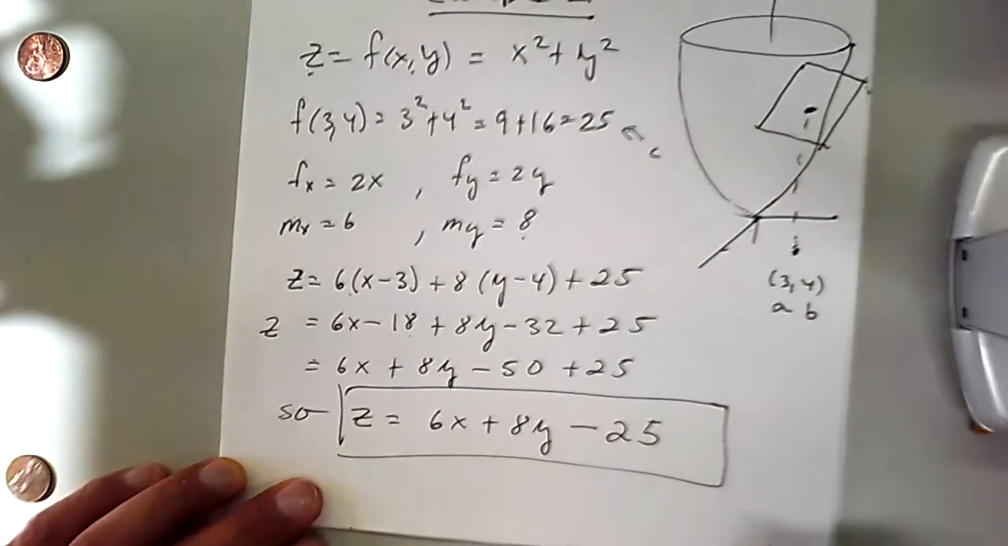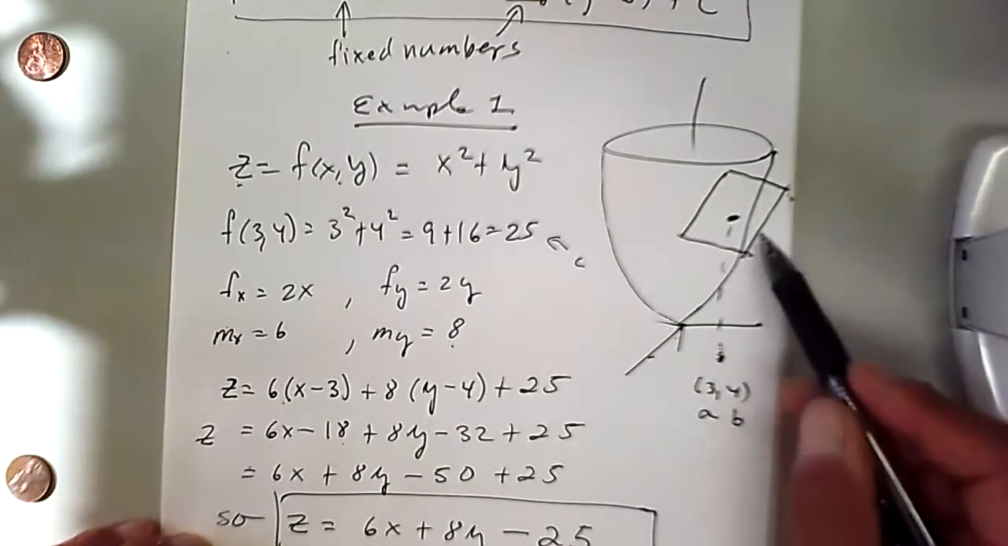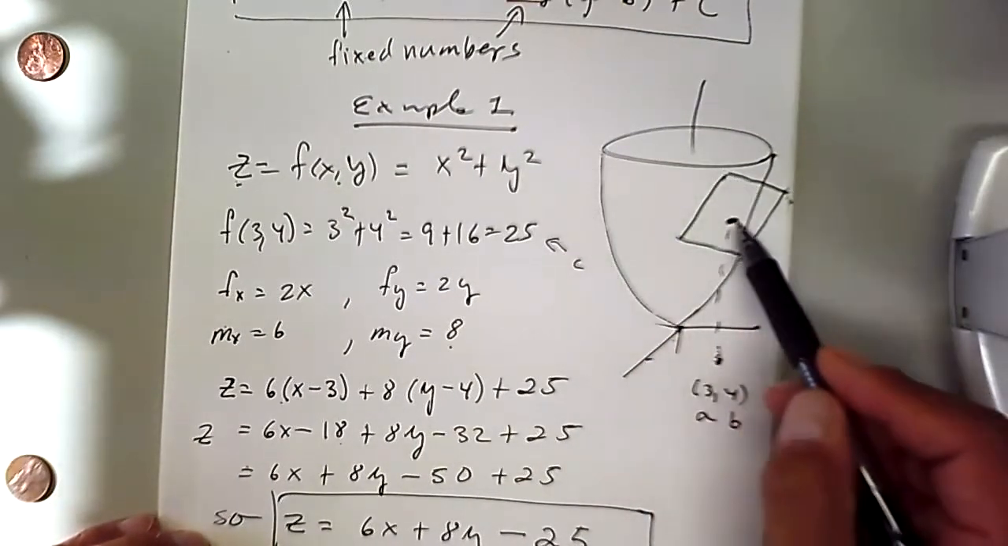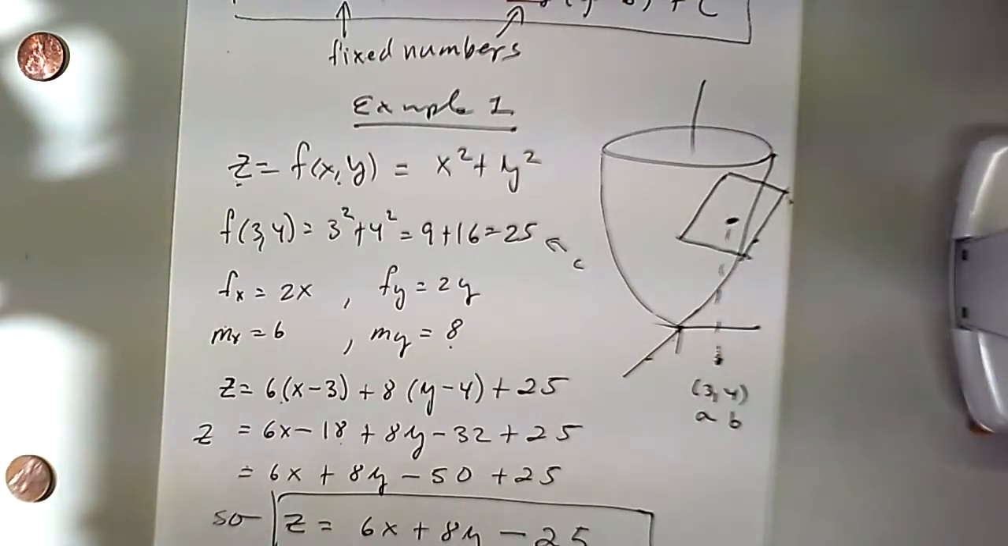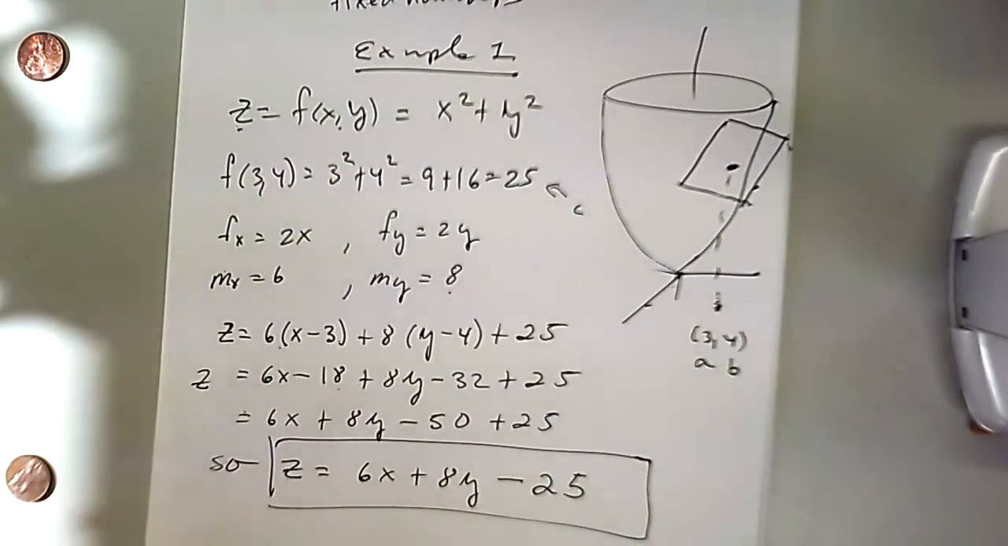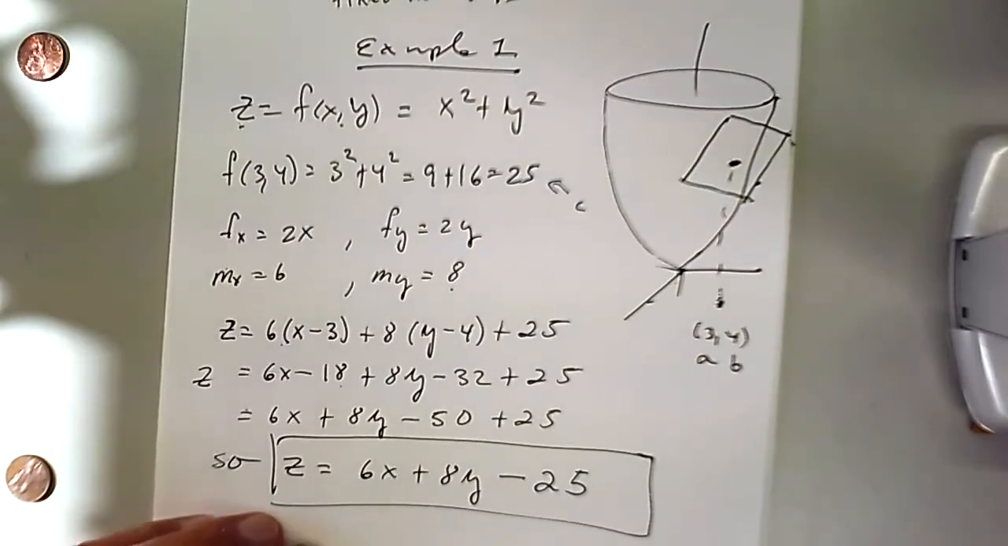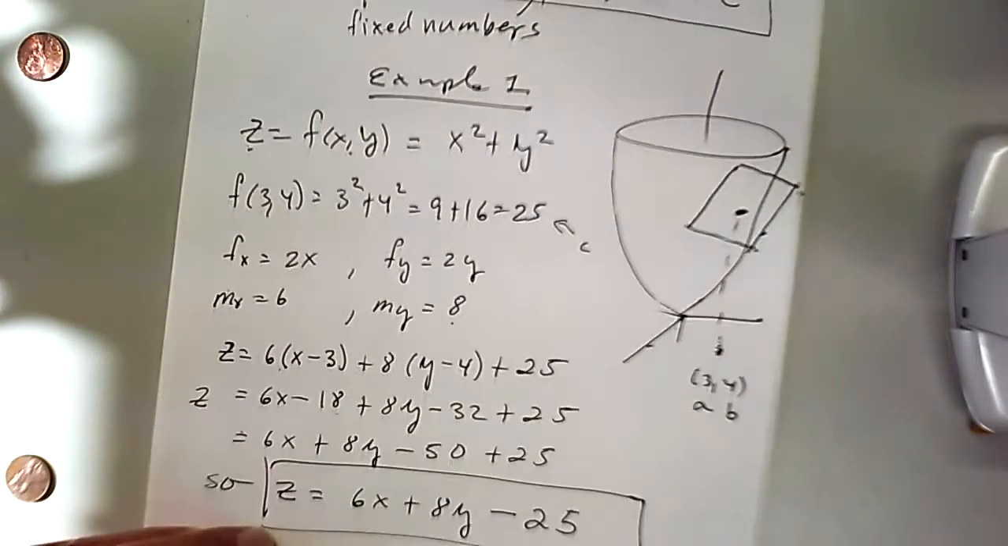And there is the equation of this plane that is tangent to the surface at that one point. I think this is very, very neat. That's the way we find the tangent plane to a surface at any given point.